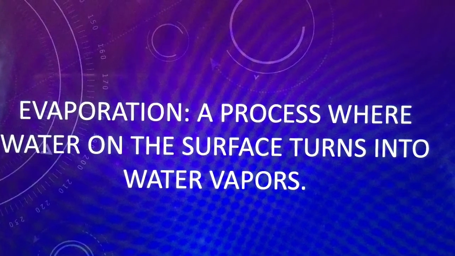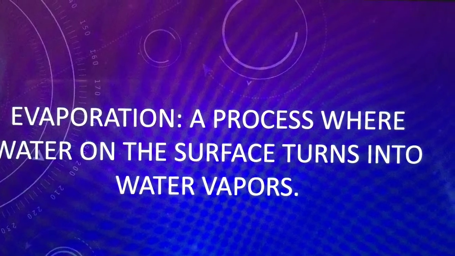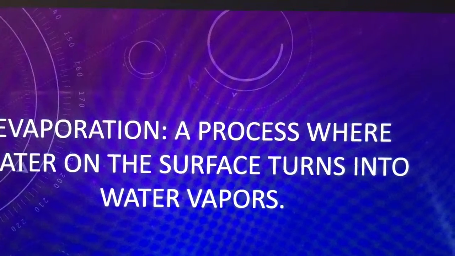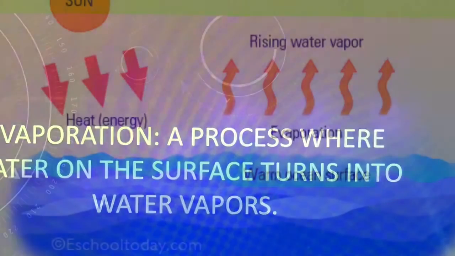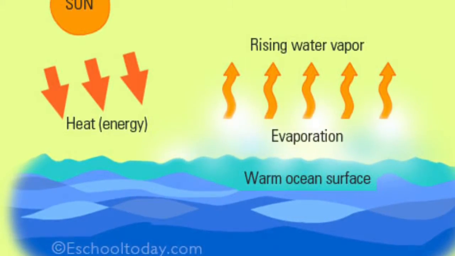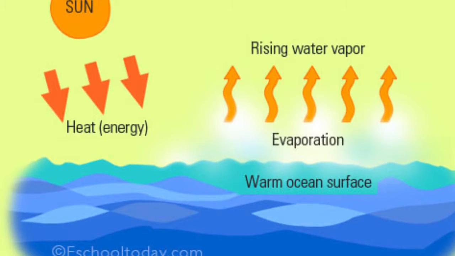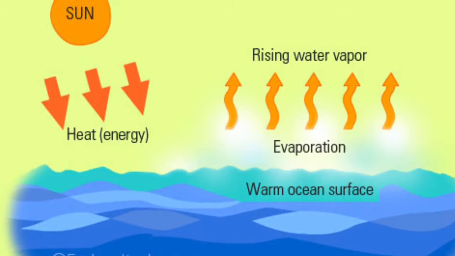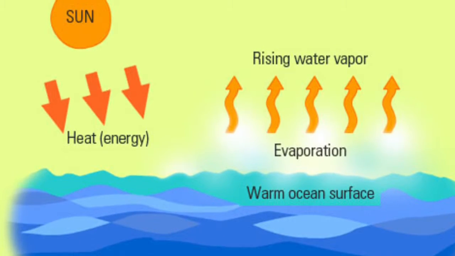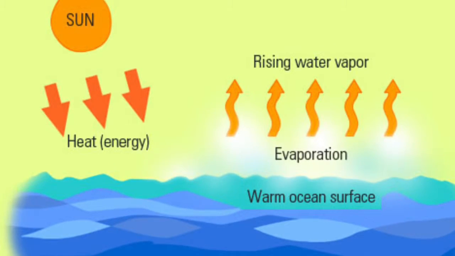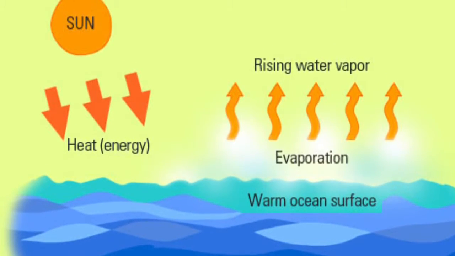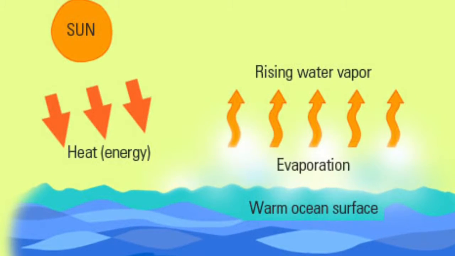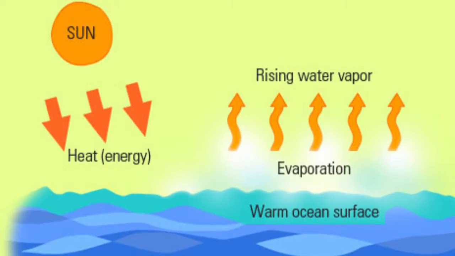The first process is evaporation, and this is a process where water at the surface turns into water vapors. In evaporation, water absorbs heat energy from the sun and turns into vapors. Water bodies like oceans, seas, lakes, and rivers are the main sources of evaporation. Through evaporation, water moves from the hydrosphere to the atmosphere, and as water evaporates, it reduces the temperature of the water bodies.